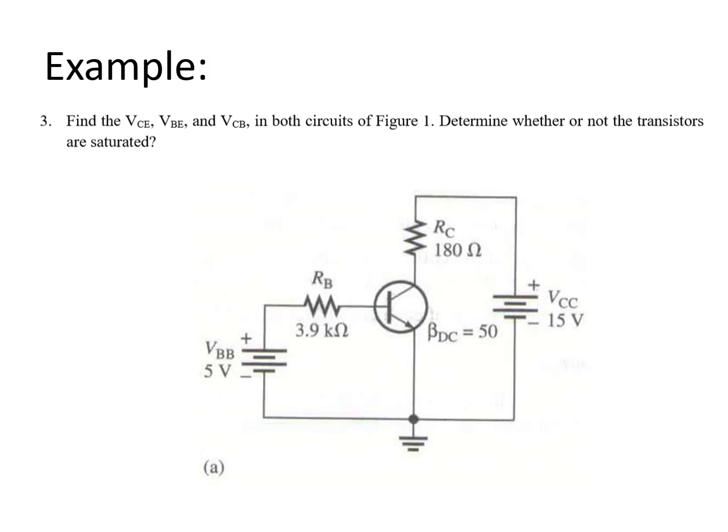Now for an example, find VCE, VBE and VCB in the circuit of figure 1A. Determine whether or not the transistor is saturated. This is an NPN transistor with RB equal to 3.9K, RC 180 ohms, VCC 15 volts, VBB 5 volts, and beta DC equal to 50.